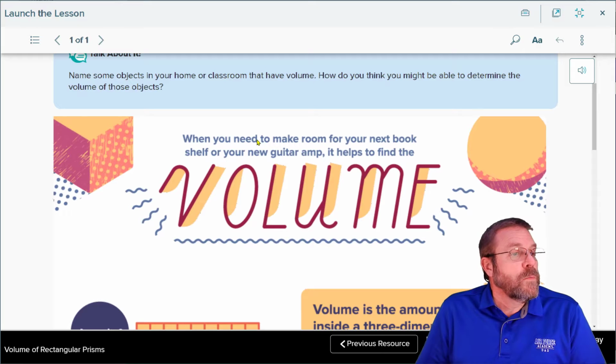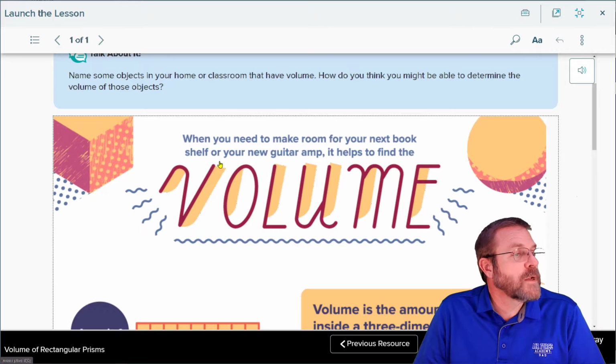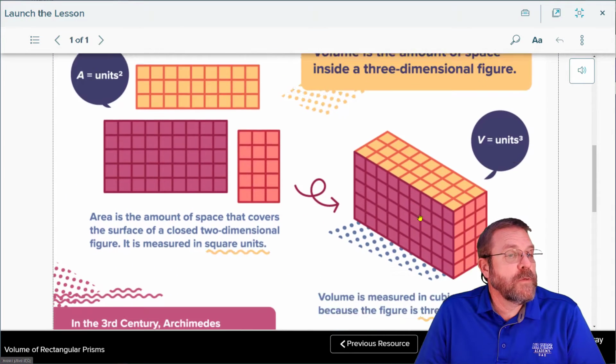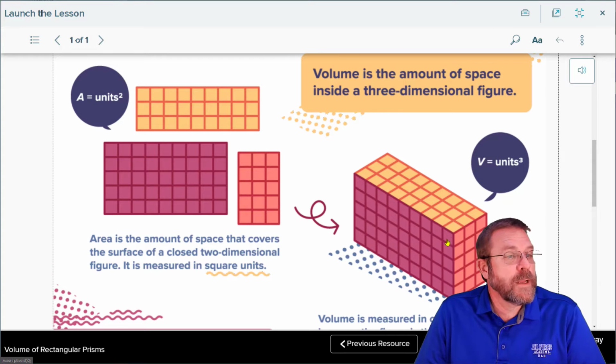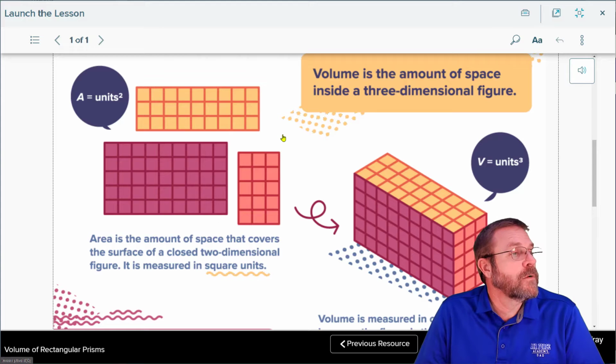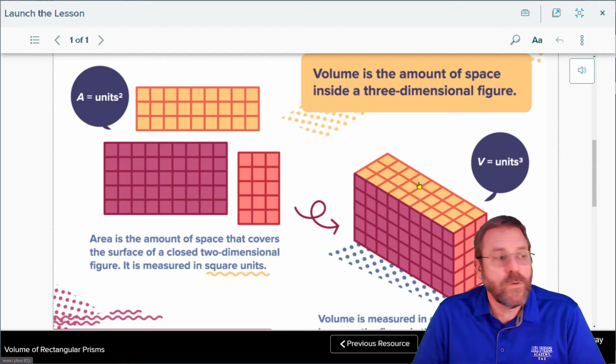When you need to make room for your next bookshelf or your new guitar amp, you may need to find the volume, how much space it takes up. The volume is defined as the amount of space inside a three-dimensional object, and you can see right here they're giving you the three-dimensional object of this rectangular prism, where you've got the pinkish side right here, the salmon colored side right here, and then you have the golden or yellow side right here. And those different sides make it a three-dimensional shape, giving it volume or space that it takes up.